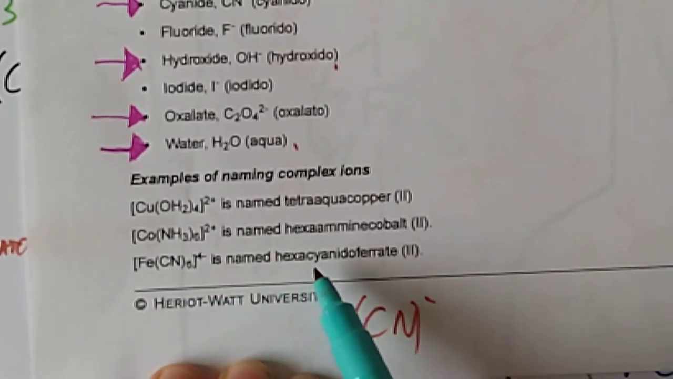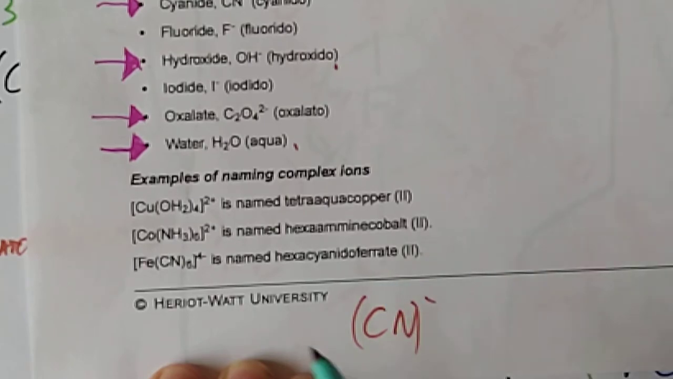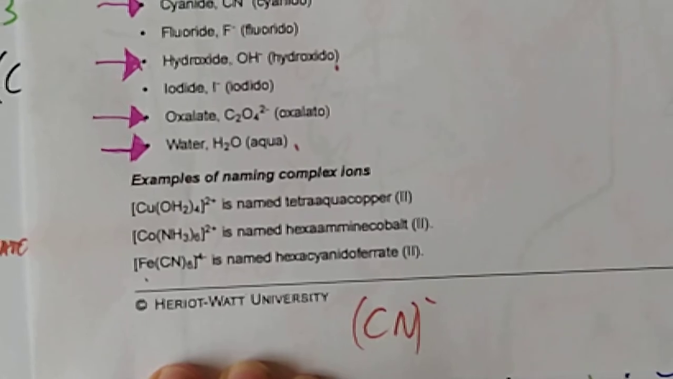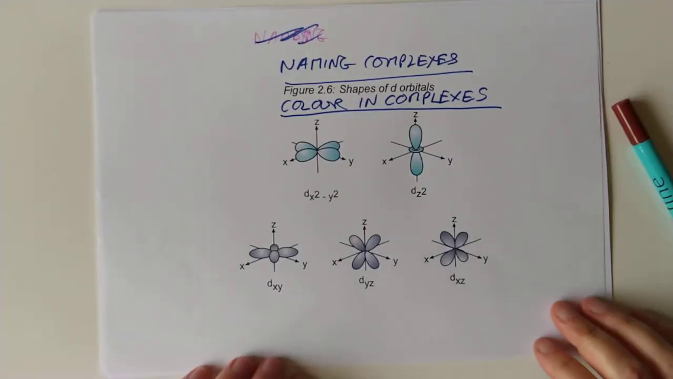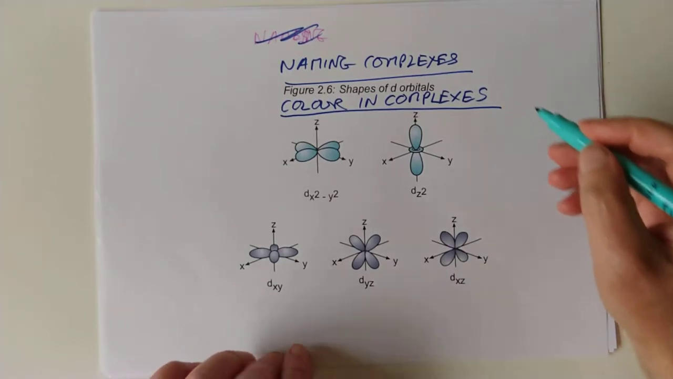So this would be hexacyanidoferrate(II), because the 2 is on the iron itself. See what you make of that, guys. I'll zoom back out. So that's how to name these horrendous things.